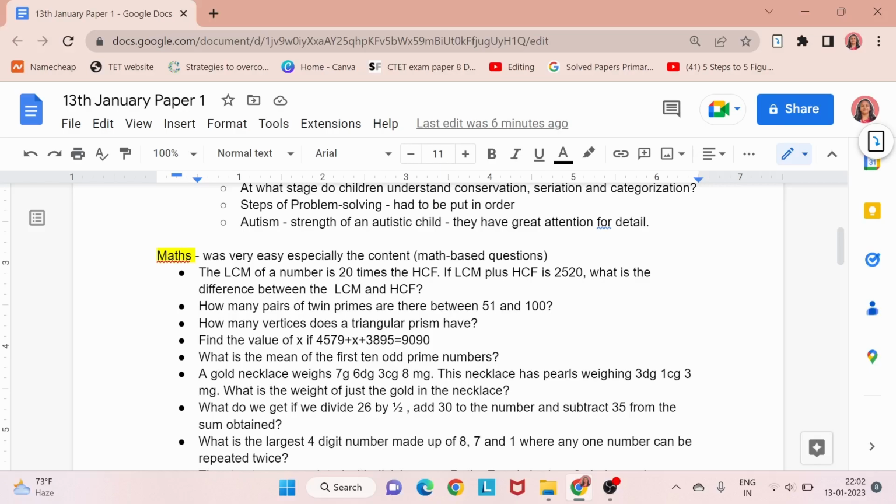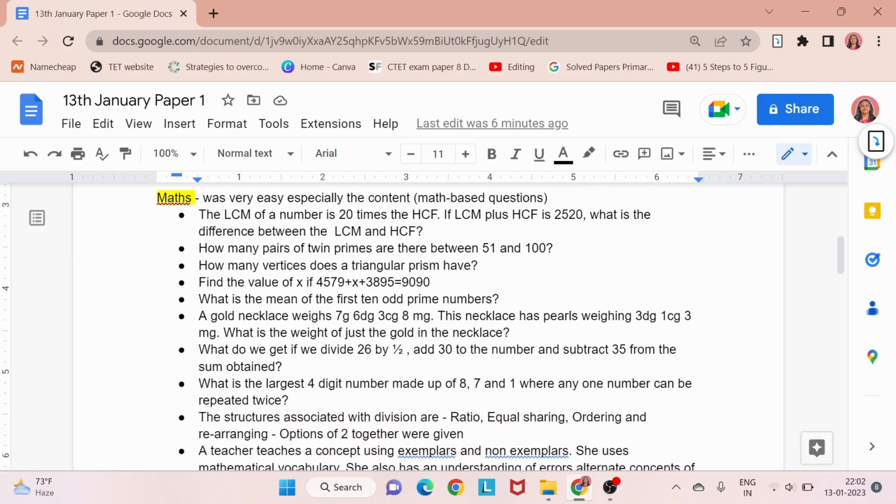And how many vertices does a triangular prism have? Find the value of x if, and this is what was given, 4579 plus x plus 3895 is 9090. It was a simple equation given. What is the mean of the first 10 odd prime numbers? So you have to find the first 10 odd prime numbers. So start with 3 and go on to 31 and add it and divide by 10.